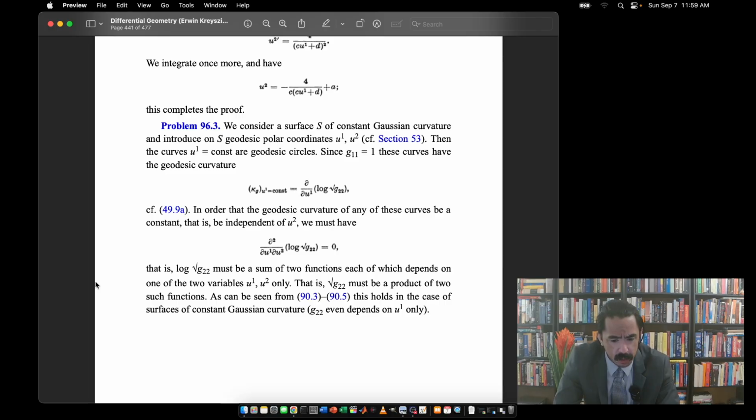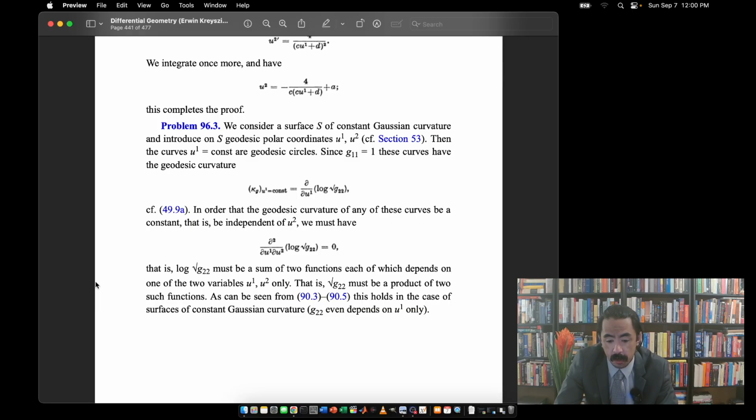In order that the geodesic curvature of any of these curves be a constant, that is, be independent of u2, we must have that the second derivative, once with respect to u1, once with respect to u2, of the logarithm of the square root of g sub 2 is equal to 0. That is, the logarithm of the square root of g sub 2 must be a sum of two functions, each of which depends on one of the two variables u1 or u2 only. That is, the square root of g sub 2 must be a product of two such functions.